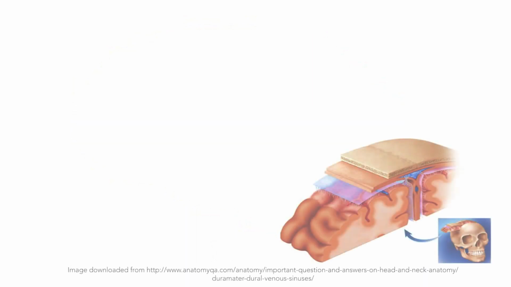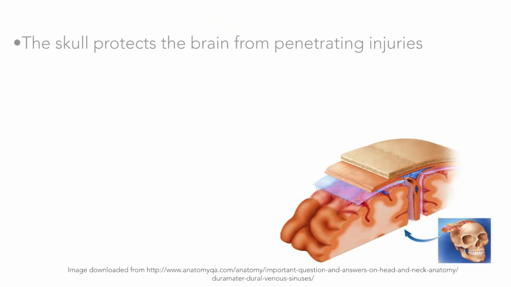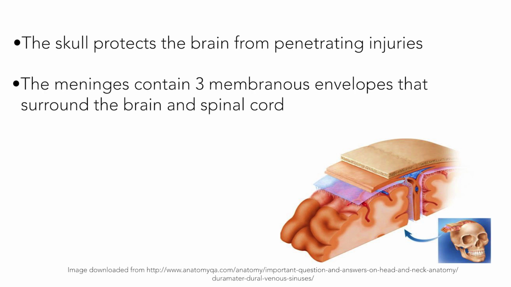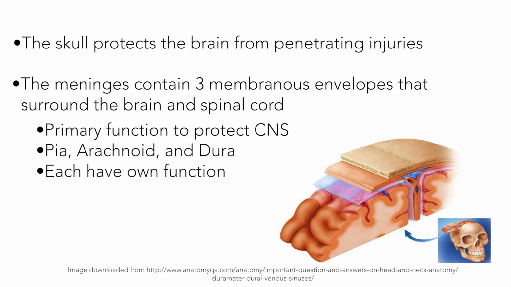The skull does a very important job, not only holding our brain in place, but also protecting the brain from penetrating injuries. Additionally, the brain is enveloped in protective tissue known as meninges. These are further divided into 3 layers: the pia, the arachnoid, and the dura, each with their own function. The dura mater, literally translating to tough mother, is the outermost layer providing additional protection to the brain.